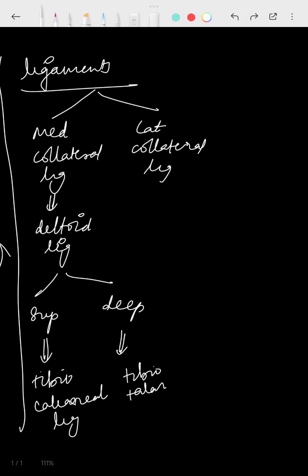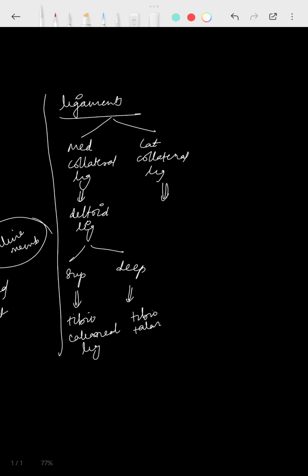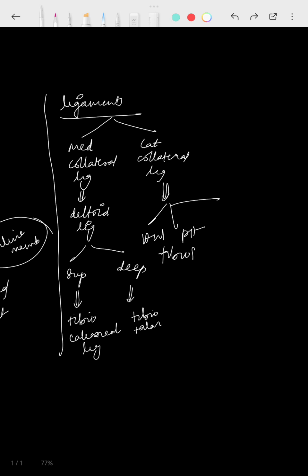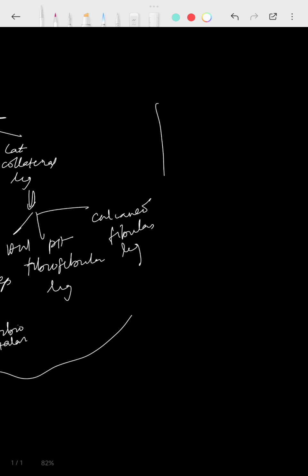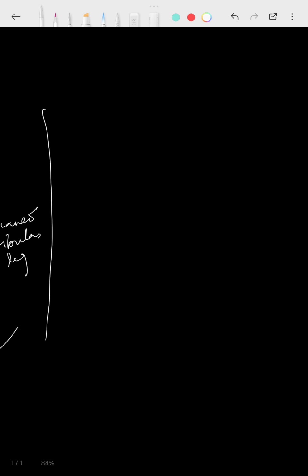Your lateral collateral ligament has three groups: the anterior and posterior tibiofibular ligaments, and the calcaneofibular ligament. So these are the groups of ligaments present in the ankle joint. This is important to remember.